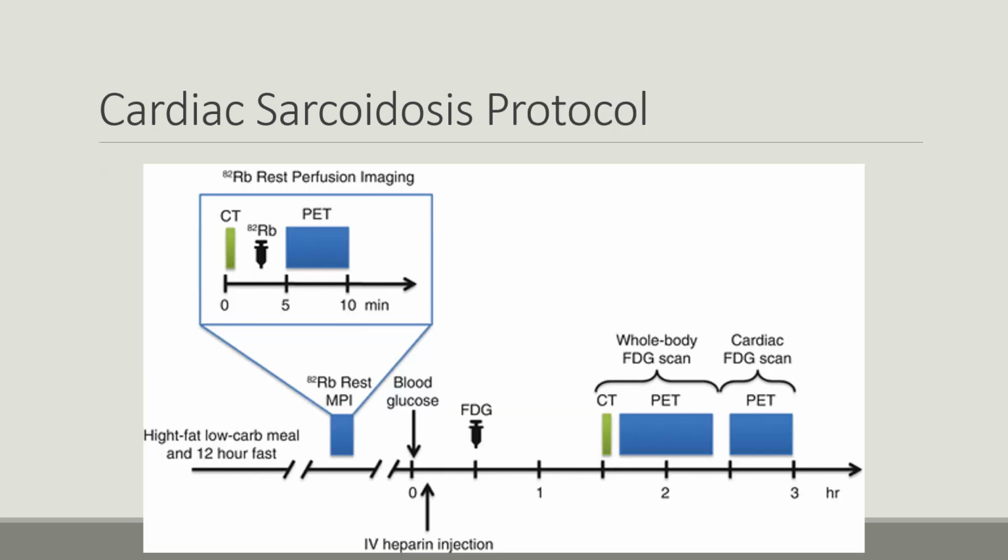This is a sample cardiac sarcoidosis protocol. Patient will be fasting. They'll get the CT, rubidium infusion, PET scan. Then their blood glucose will be taken. They'll have FDG administered, and then they'll uptake for 60 to 90 minutes. At the end of that, they'll get their CT, and they'll either get a whole body PET or cardiac PET, and some patients may get both.